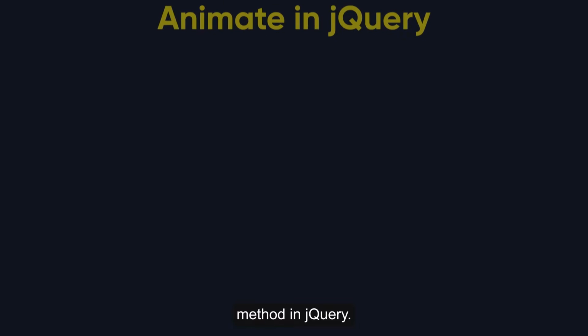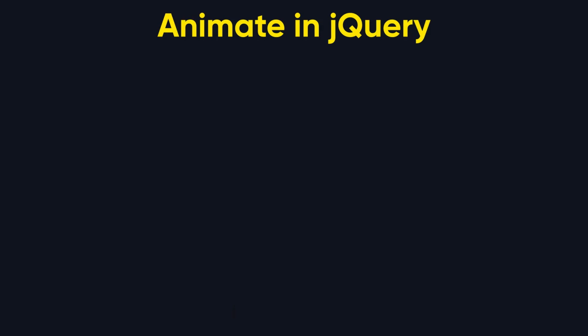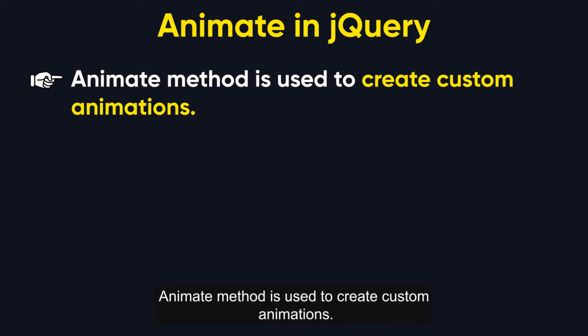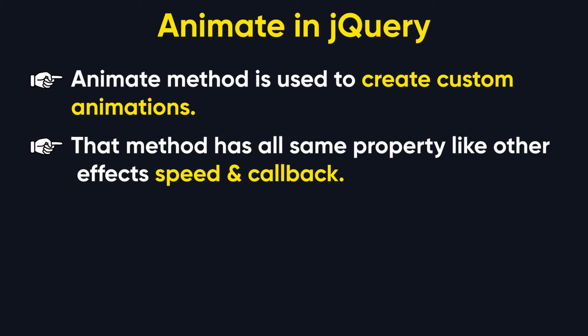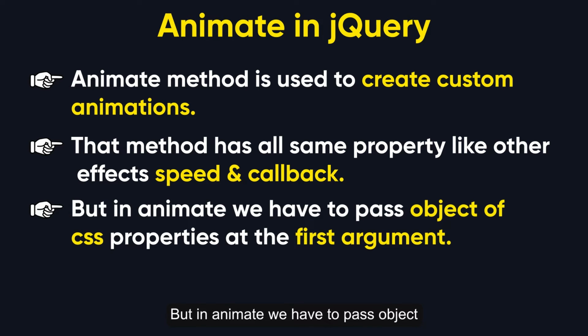Now let's talk about Animate method in jQuery. Animate method is used to create custom animations. That method has all the same properties like other effects, speed and callback. But in Animate, we have to pass an object of CSS properties as the first argument.